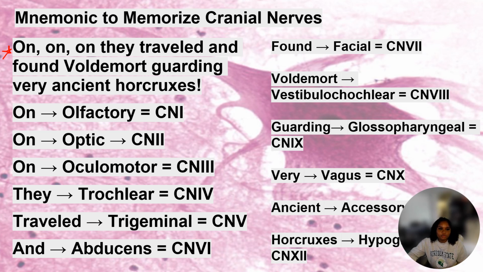So the first three, On, is olfactory, optic, oculomotor, and then they traveled is trochlear and trigeminal nerves. And then and found is your abducens and your facial. And then Voldemort guarding is vestibulocochlear and glossopharyngeal. And then very ancient Horcruxes is vagus. That's a big one, cranial nerve 10, by the way. You're going to get some questions on that. Accessory and hypoglossal, okay? I think the biggest one that's brought up a lot is the vagus nerve, especially when we get into other mechanisms for the nervous system.